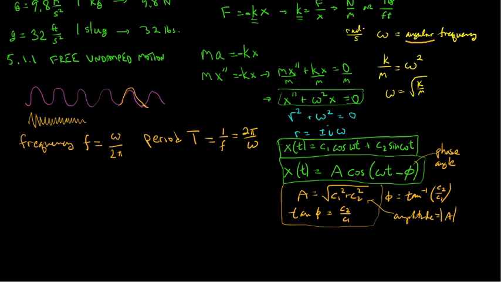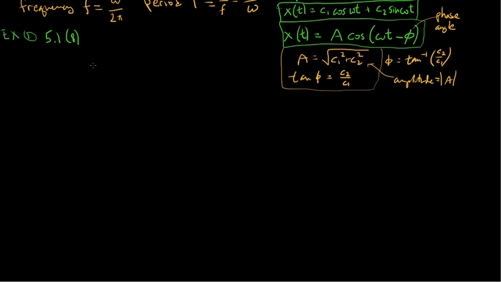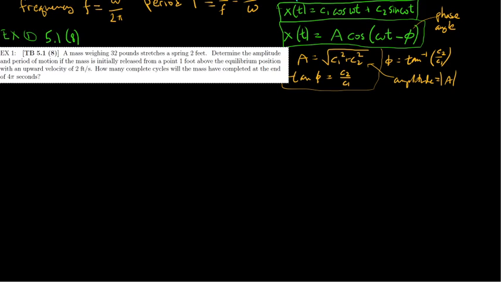Okay, so now I think we can do our first example. So example 1. And again, I'm going to pull this from the book. I think this is number 8. So 5.1, number 8. Right. And there's several parts to this, although I'm not sure I'm going to do all the parts. Let me get the problem. Okay. So magically, the problem appears from the book here.